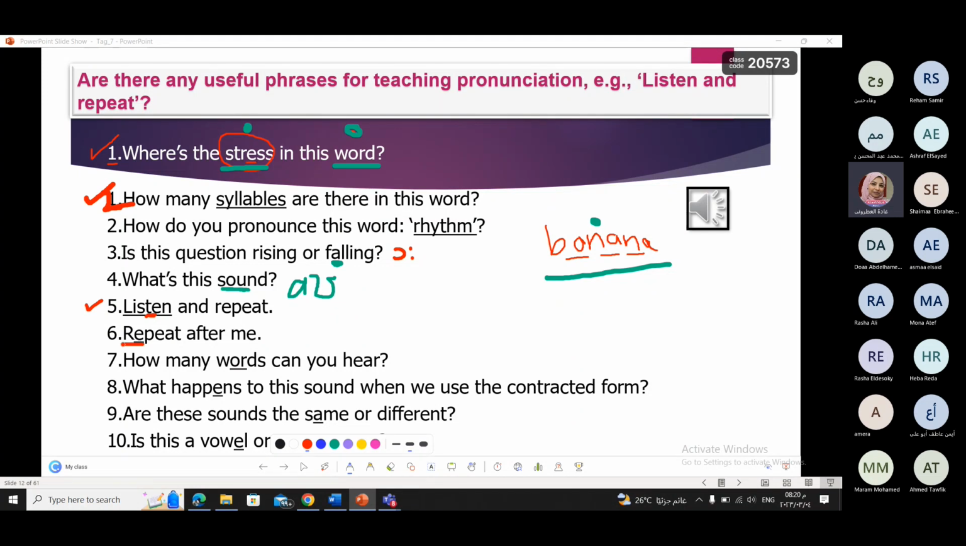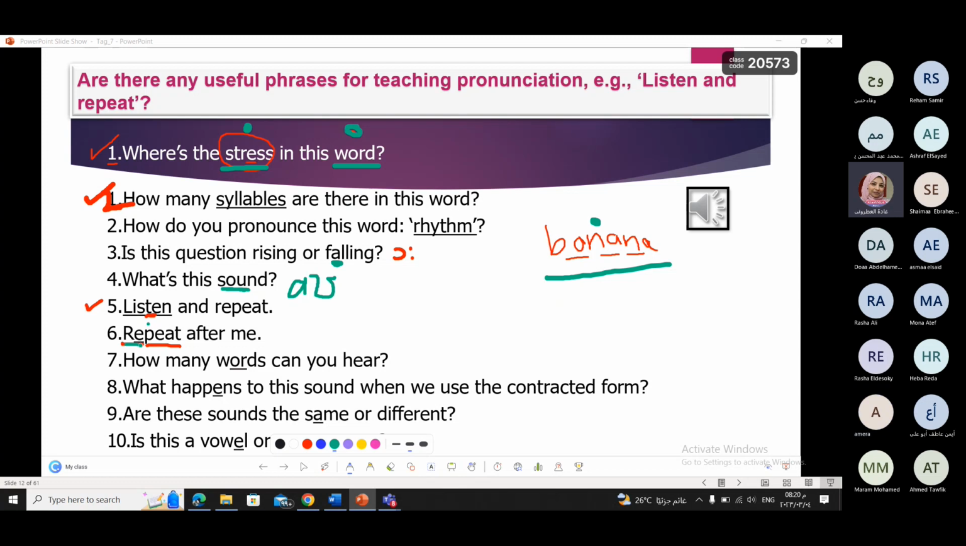Okay, how many syllables are there in this verb? Two. And what is the stressed syllable? Long E. Yeah, thank you, Hiba. Long E. This is the stressed one. So what about the unstressed syllable? Short E.